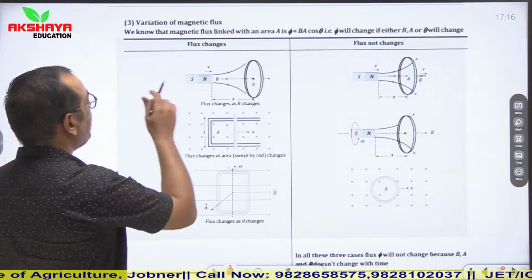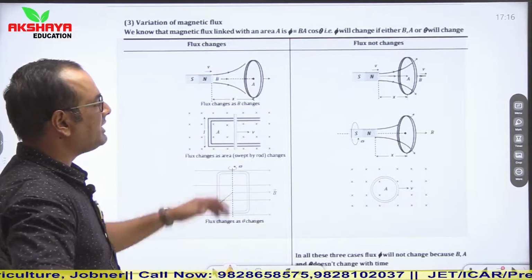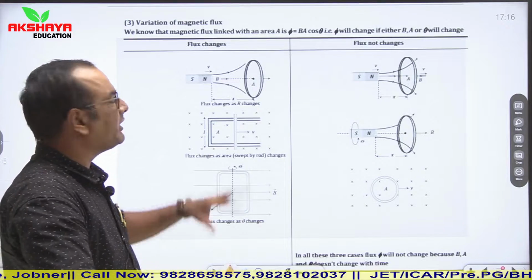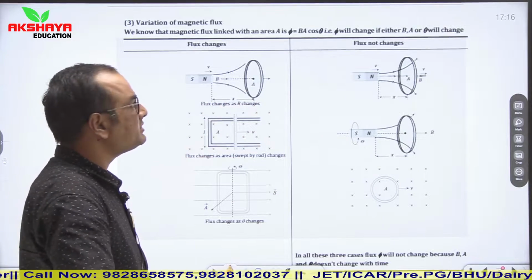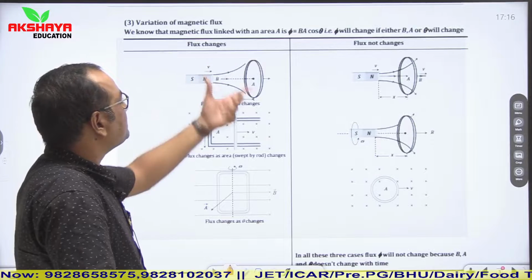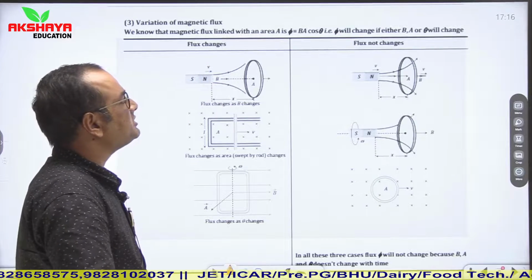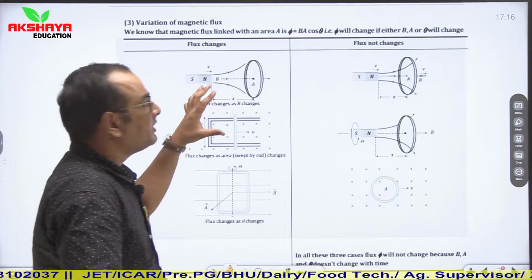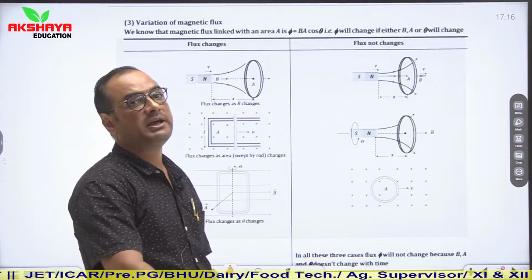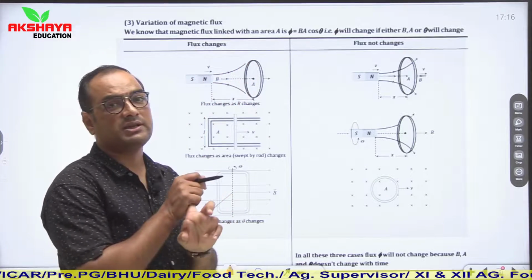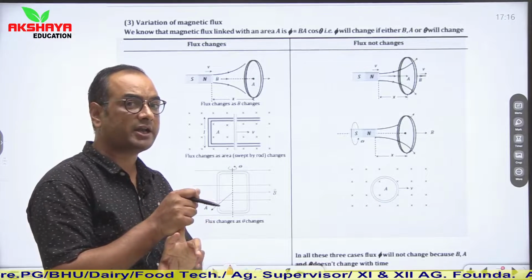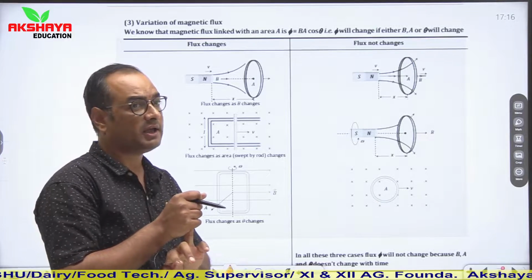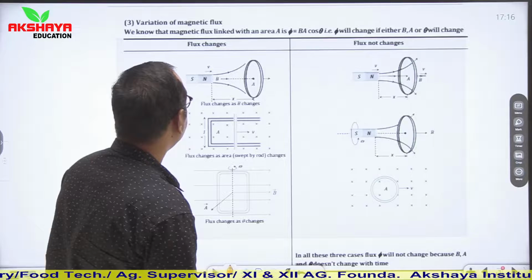Similarly, variation of magnetic flux. Here we are given two different situations when flux changes and when flux does not change. So magnetic flux linked with an area A is phi equal to BA cos theta. That is, phi will change. See, here change in magnetic flux will be there if there is change in area, or change in magnetic field, or change in angle between B and A.